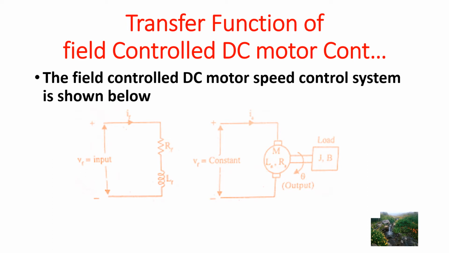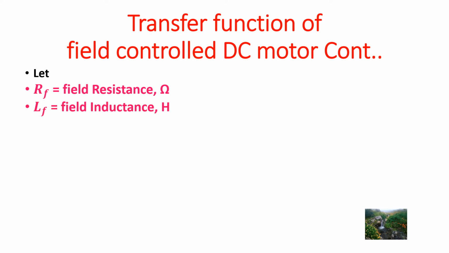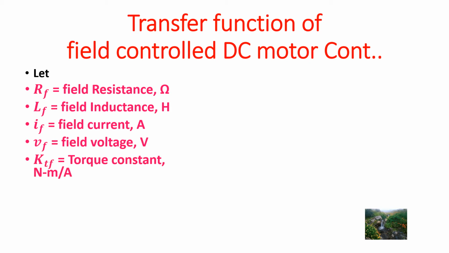Here is the representation. Let R_f be the field resistance, its unit is ohms. L_f is the field inductance, its unit is Henry, H. I_f is the field current, its unit is amps, A. V_f is the field voltage, its unit is volts. K_tf is the torque constant, its unit is Newton meter per amp.